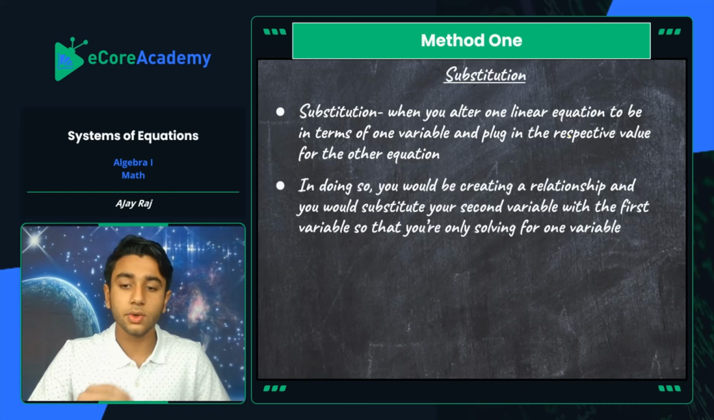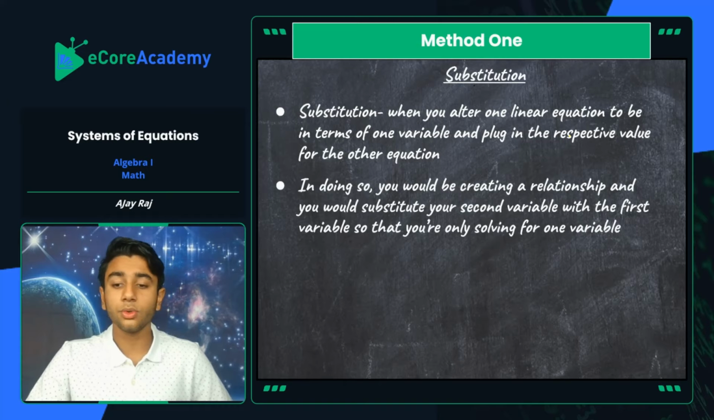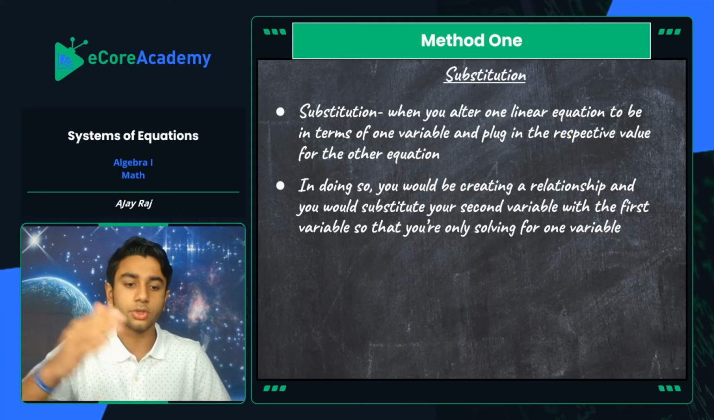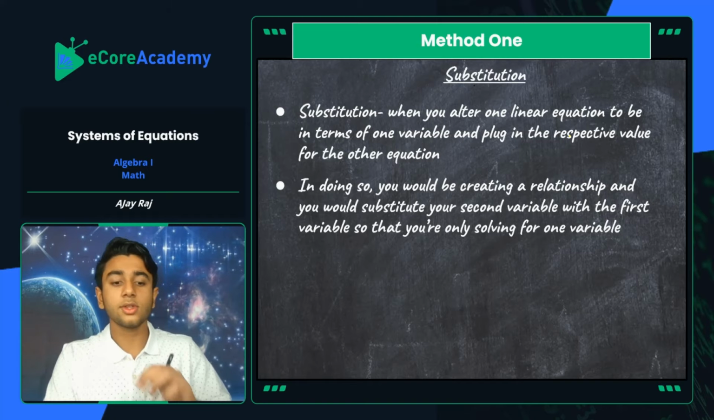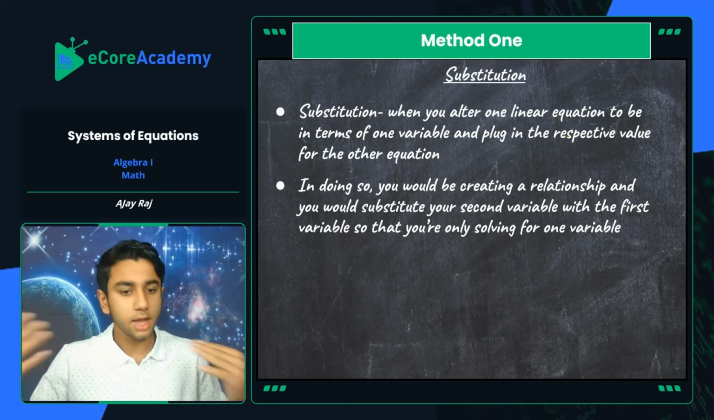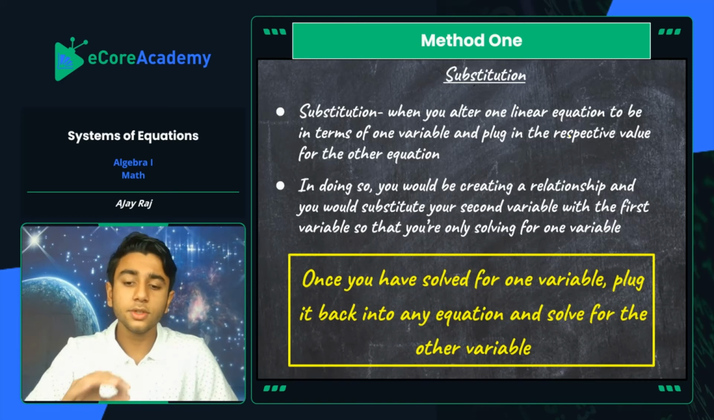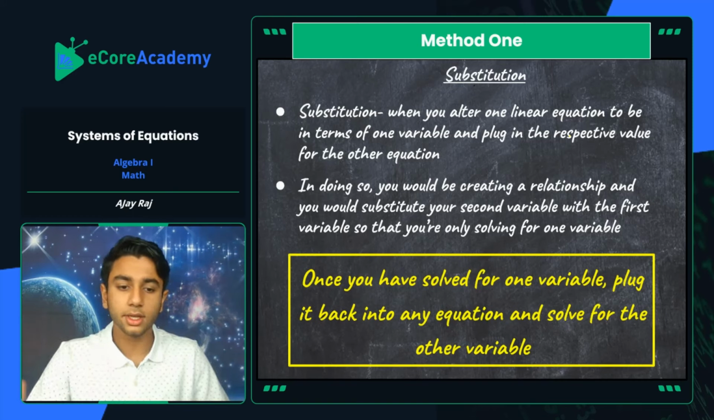What that does is create a relationship. You'd be substituting your second variable with the first variable so that you're only solving for one variable in one equation. Once you set y equal to 2x, you know that y is also 2x. That's another way of writing y. So you're going to plug in 2x for y in your next equation so that the whole equation is in terms of x, and you solve it like a regular equation. Once you solve for one of those variables, say x in that second equation, you're going to plug that x back into the simplest equation and solve for the other variable, y. Remember, this is a two-variable system, so you need to make sure you go back and substitute your solved variable for the unknown variable.